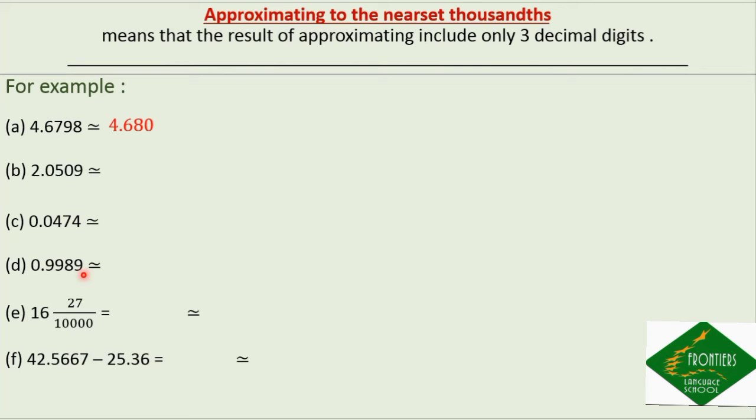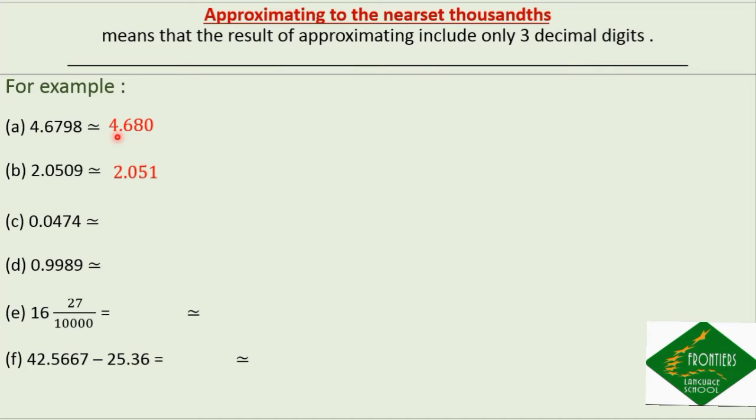We are going to talk about approximating to the nearest thousandth, which means that the result of approximating includes only 3 decimal digits. For example, 4.6798. We want to approximate this number to the nearest thousandth. So we underline 8 and circle 9. 8 is poor or rich? 8 is rich. So 8 will give 1 to 9, so 9 will be 0 and carry up 1, so 7 will be 8. So the answer will be 4.680.